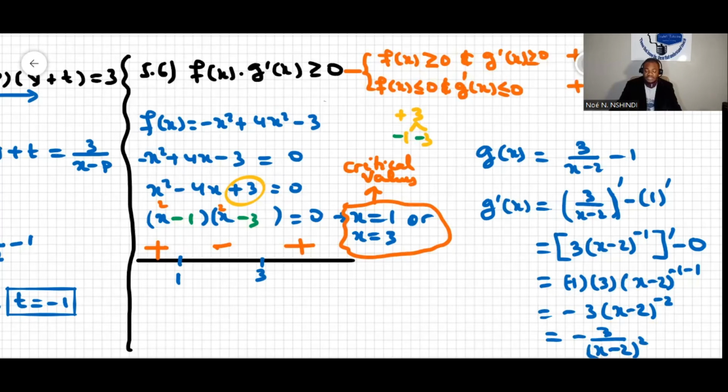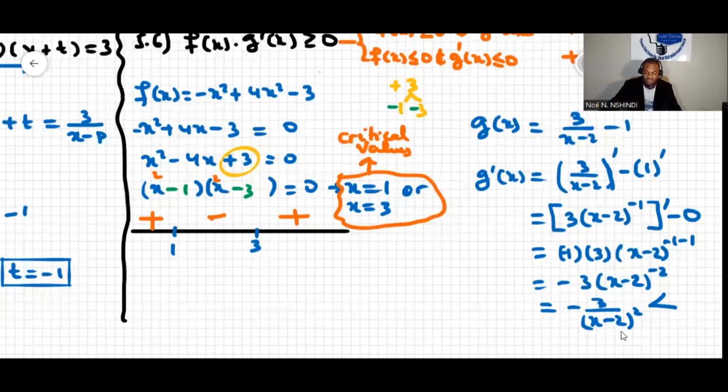Now this function here must be strictly negative, because you have x minus 2 to the power of 2. This will always be positive, and -3 is the numerator. Negative over positive is always negative. Now to get the value that we're looking for, it must be negative and negative.